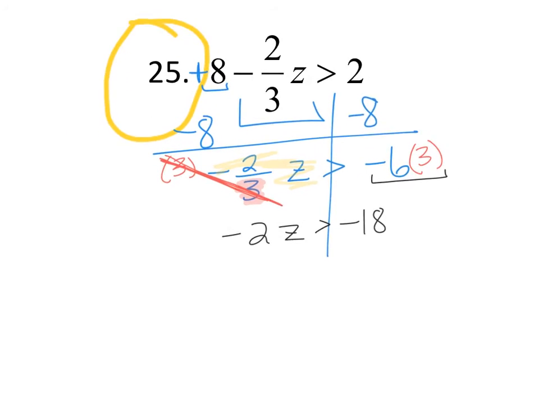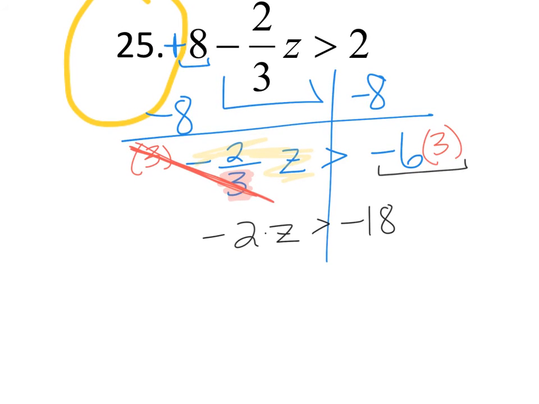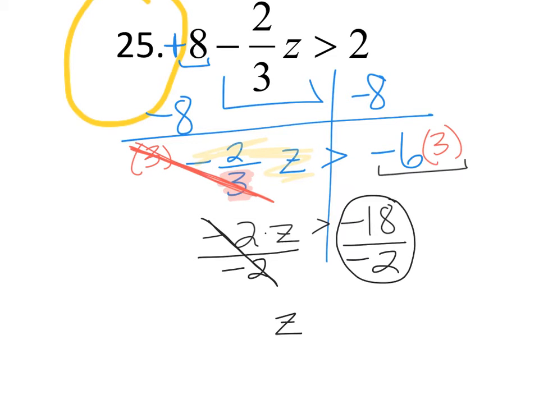Now I'm multiplying z times negative 2, so I'm going to divide by a negative 2. When you divide by the negative 2, here we get 1, so I get 1z. On the other side, negative 18 divided by negative 2 is positive 9. And we divided by a negative, so our inequality sign needs to flip around. That's one of the rules with inequalities, if you divide by a negative.